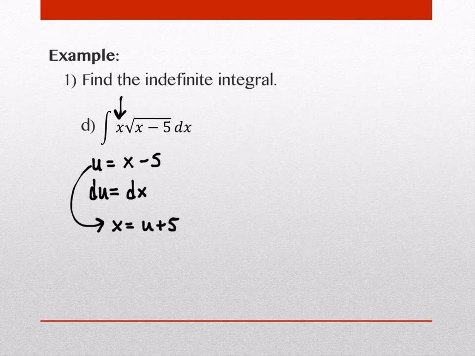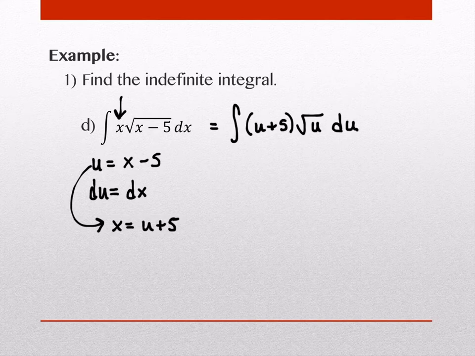And you might be thinking, yeah, but wasn't our whole goal to get rid of the subtraction? And the answer is, well, sort of. It was to get rid of the subtraction because it was under the radical. That's the problem. So we don't have any problem with addition and subtraction if it's outside of a radical. So the x gets replaced by u plus 5, and the square root stays a square root, but has a u underneath it and a du at the end.